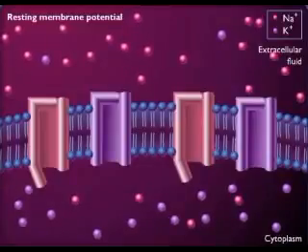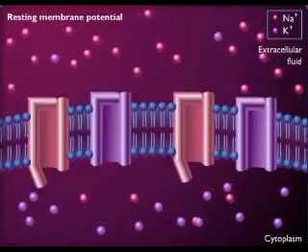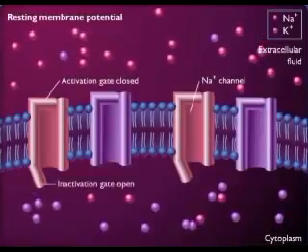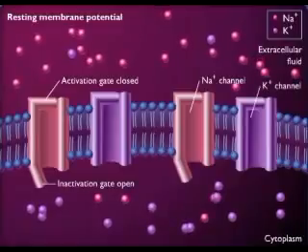When the cell membrane is at its resting membrane potential, the activation gates of the voltage-gated sodium ion channels are closed and the inactivation gates are open. Voltage-gated potassium ion channels are closed.